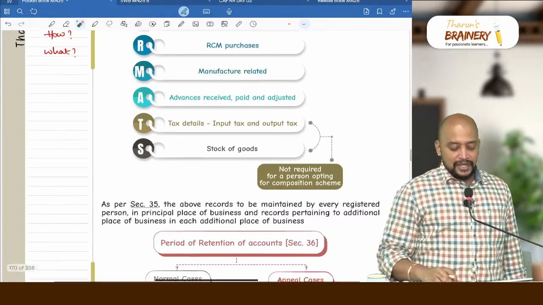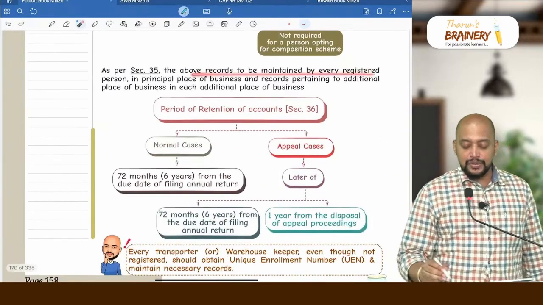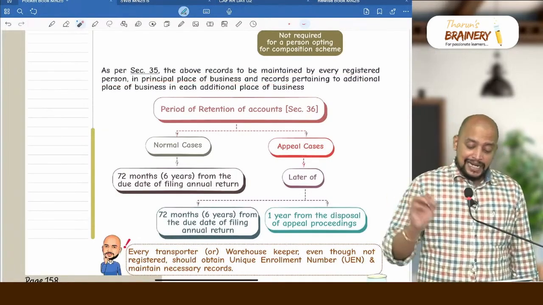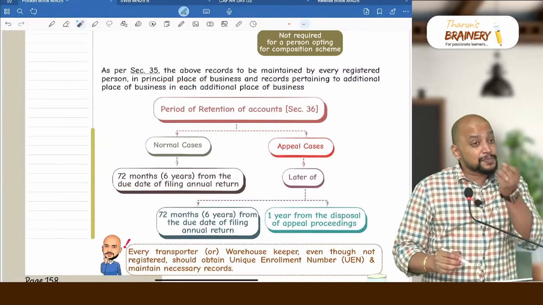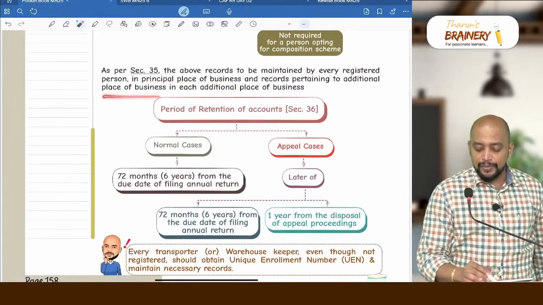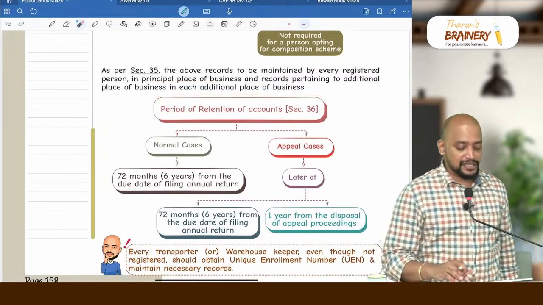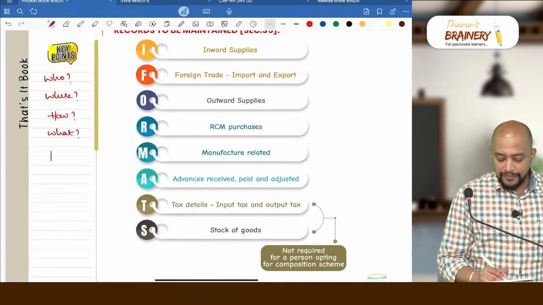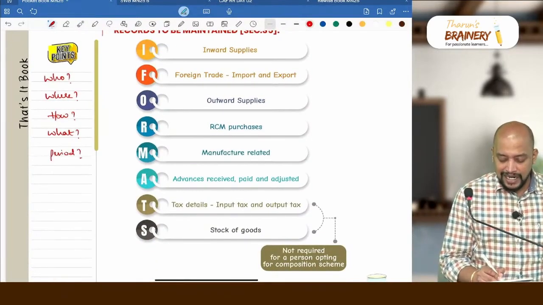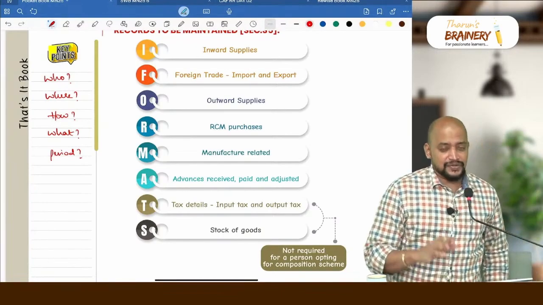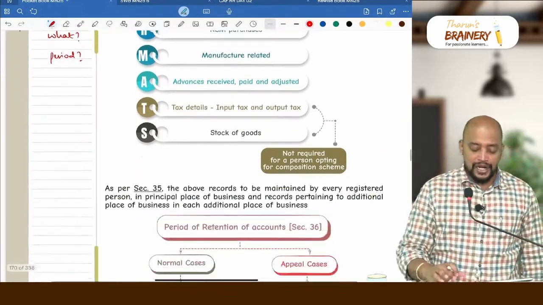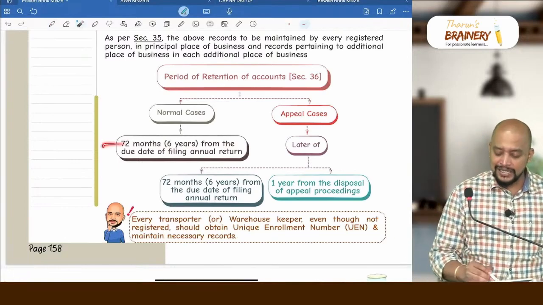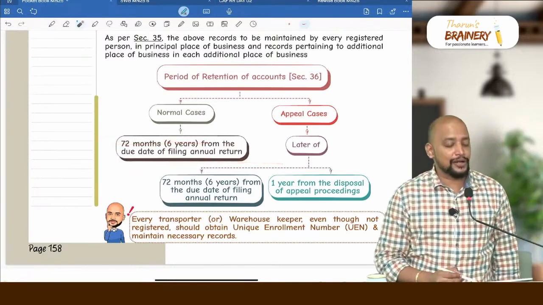Then next one, as per section 35, the above records are to be maintained by every registered person in the principal place of business, and records pertaining to the additional place of business in each additional place of business. Then what is the period for which accounts and records are to be maintained? We need to maintain accounts and records for a period of 6 years from the due date of filing the annual return for the relevant financial year. So 72 months, that is 6 years, from the due date of filing annual return.